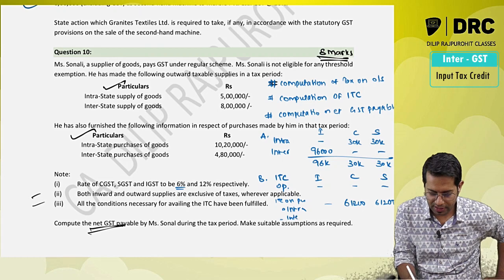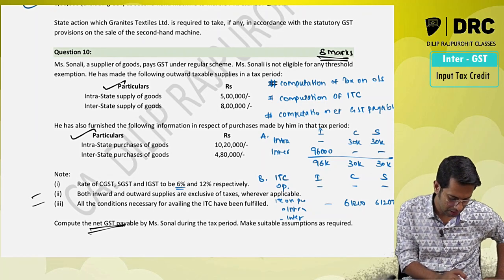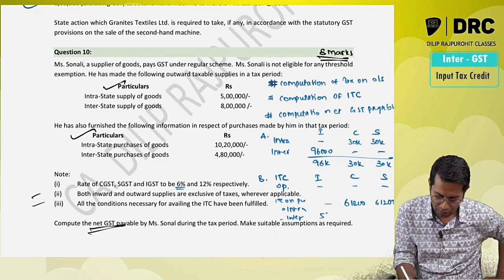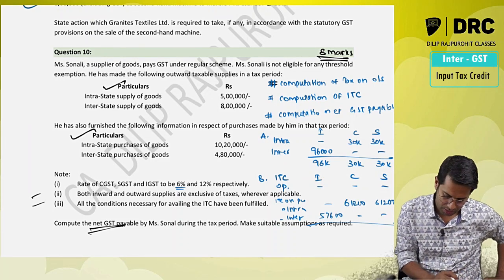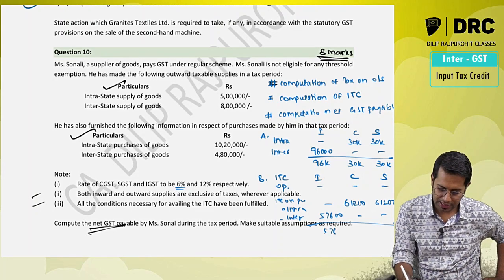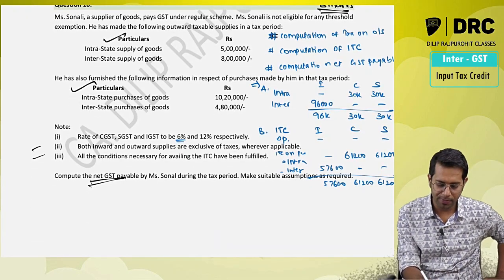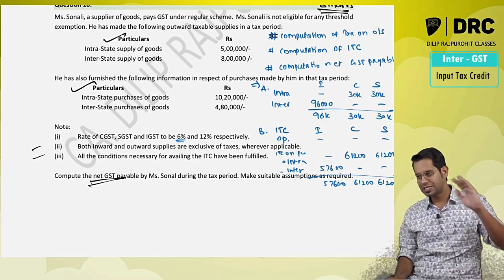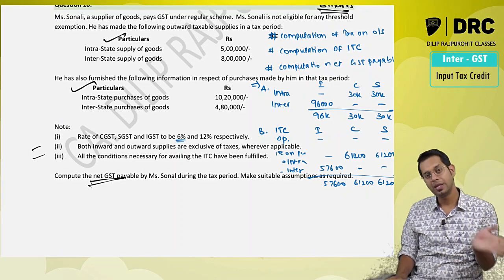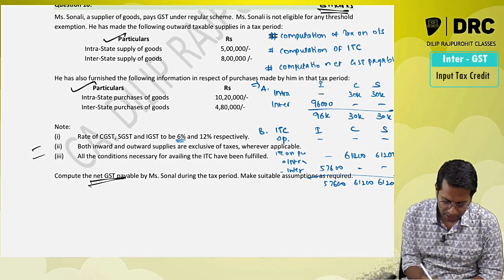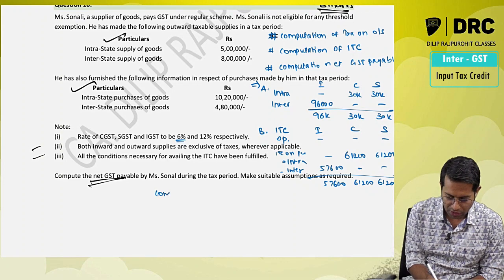And then we have interstate supply, 4,80,000 into 12%, 57,600. So what is the total ITC which I have? 57,600, 61,200, 61,200. So step number 1, output tax liability. Step number 2, total ITC available. Step number 3, GST payable. So computation of GST payable.